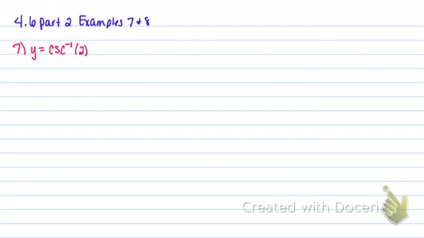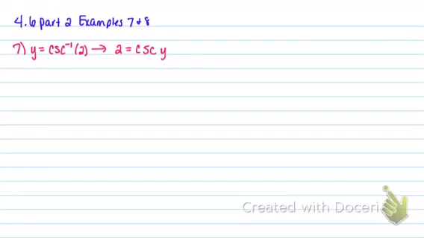So 4.6 part 2, examples 7 and 8 starts us off with number 7 here. This says we're looking for where y is equal to the inverse cosecant of 2. So remember, using the inverse, we're going to do the inverse of this, switch x and y. So we want to know 2 is the cosecant, sorry, it looks like a 5. 2 is the cosecant of what angle?